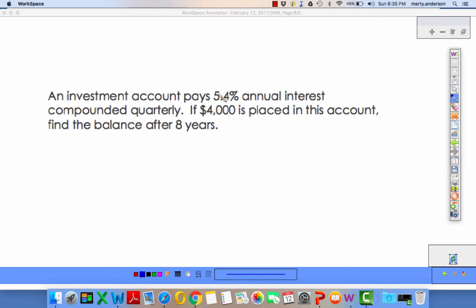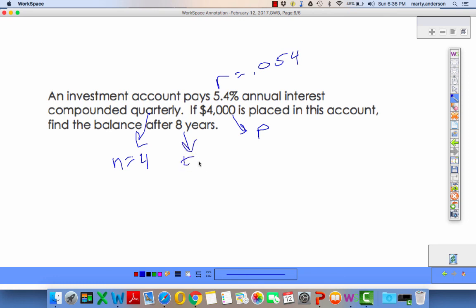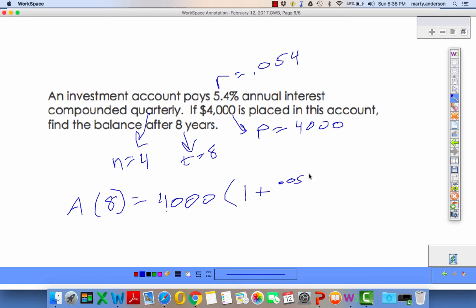An investment account pays 5.4%. That's R. And I'm going to make it 0.054 compounded quarterly. We should get an N is 4. $4,000 is the initial investment or principal. Find the balance after 8 years. T equals 8. P is 4,000. Amount after 8 years is equal to the principal times 1 plus 0.054 divided by 4 raised to the 4 times 8, or 32.